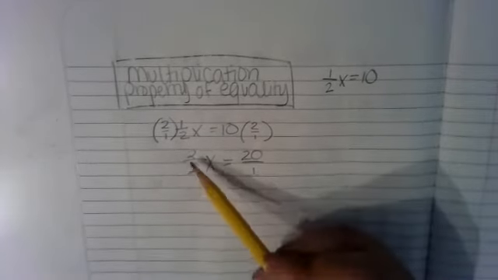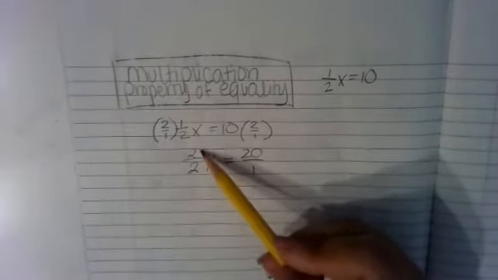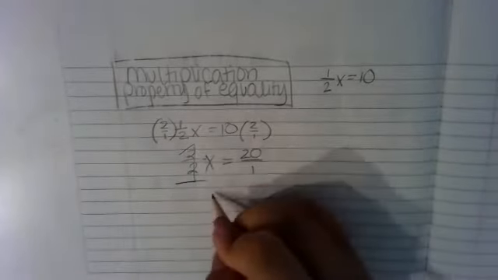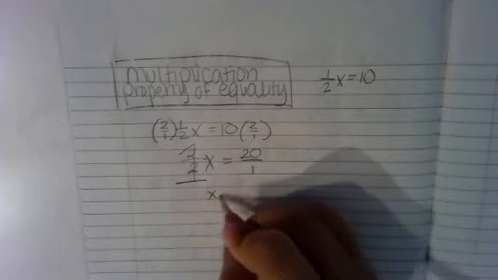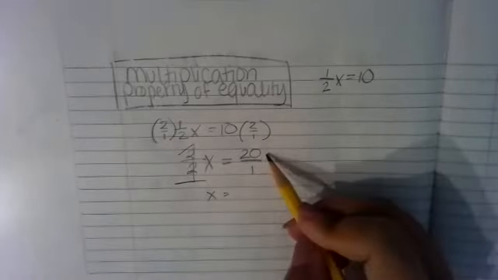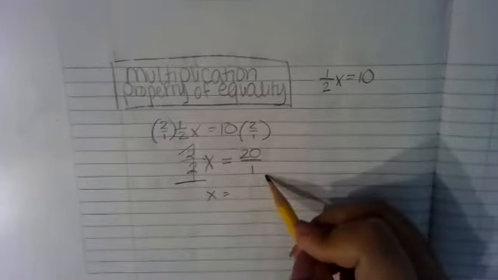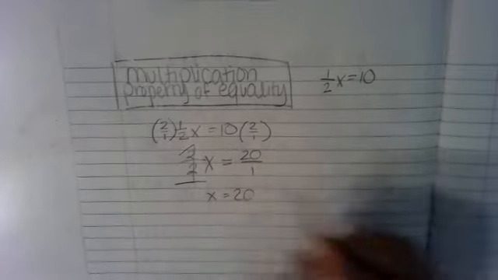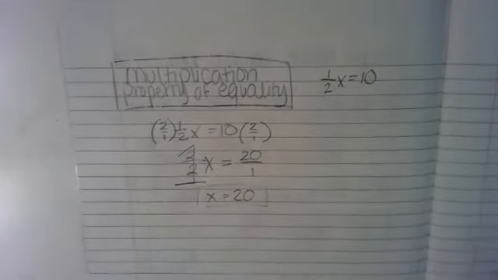Anytime I have a fraction where the numerator and denominator are the same, it creates one whole. So I'm left with 1 times x, which is x. And then anytime I have a number over 1, that means that it's actually a whole number. So I have 20 here. So that would be what my answer is.